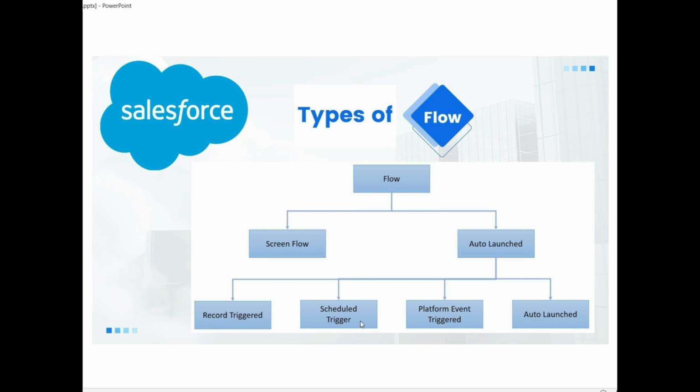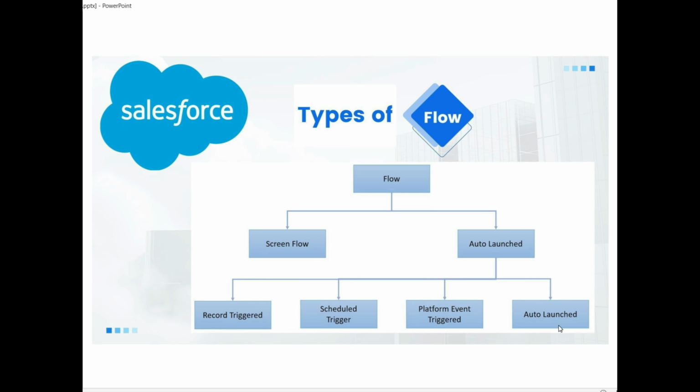The second one is the schedule-triggered flow. It runs at a specific time, like every morning at a set hour. So you can use it to send follow-up emails or clean up stale records in your system. The third one is platform event-triggered flow. This one is really useful when you are working with an external system. It runs when a platform event is received. Let's say a payment app sends a message that an order is paid. This flow can catch that and update a record in Salesforce.